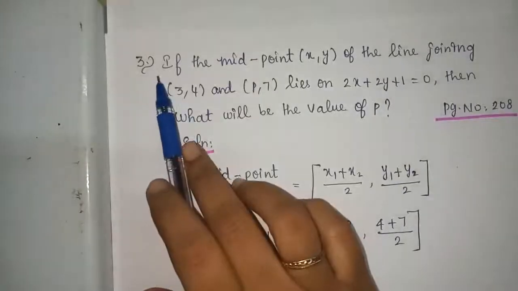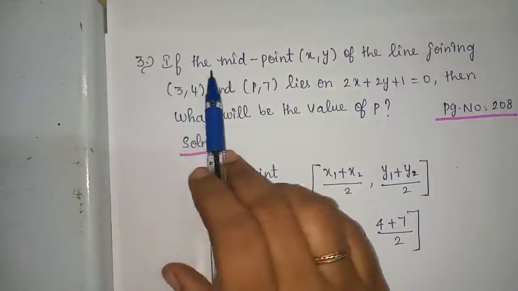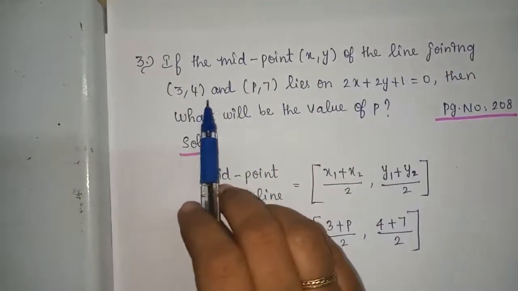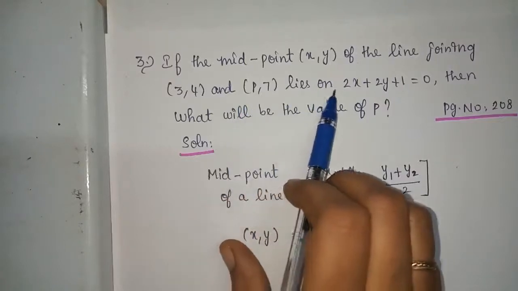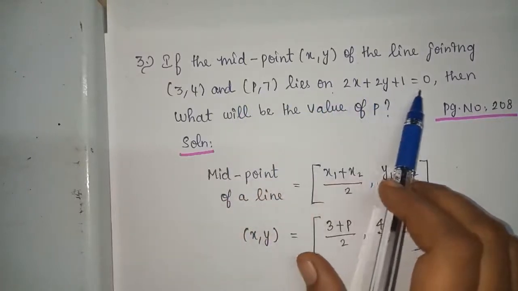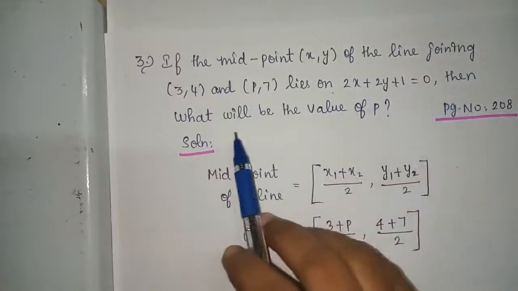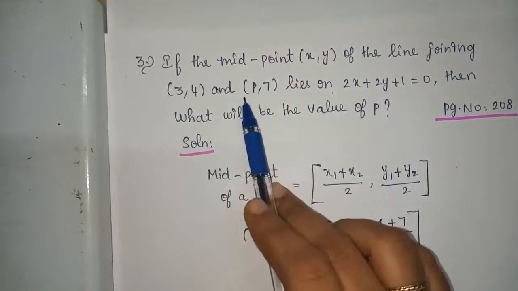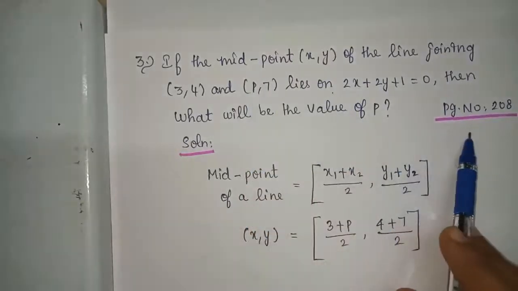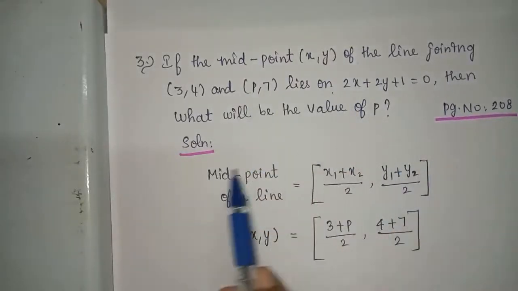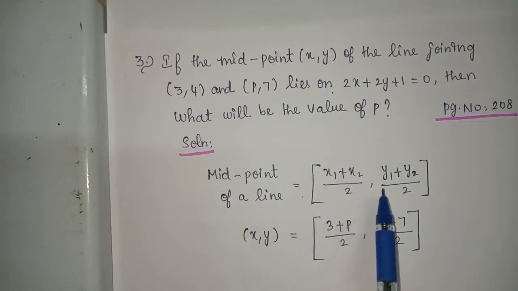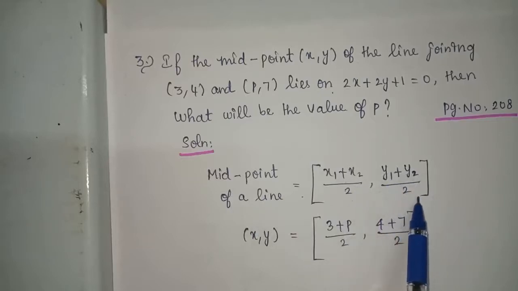Next problem number 3 in exercise 5.3. If the midpoint x comma y on the line joining 3 comma 4 and p comma 7 lies on 2x plus 2y plus 1 is equal to 0, then what will be the value of p? So you have to find the value of p. This problem belongs to same page number 208. So first you are going to find the midpoint of the line. Midpoint of the line formula is x1 plus x2 by 2 comma y1 plus y2 by 2.